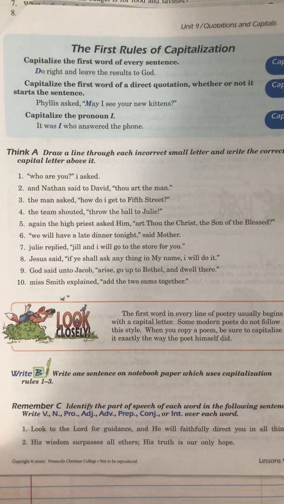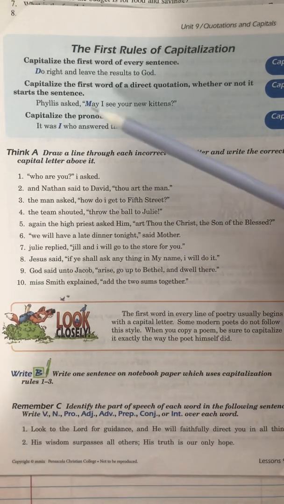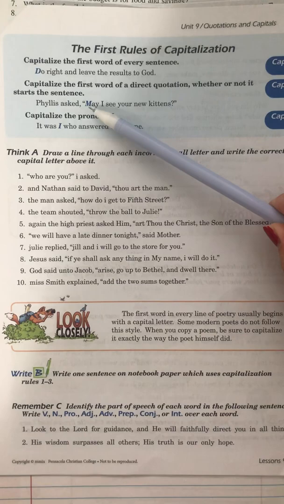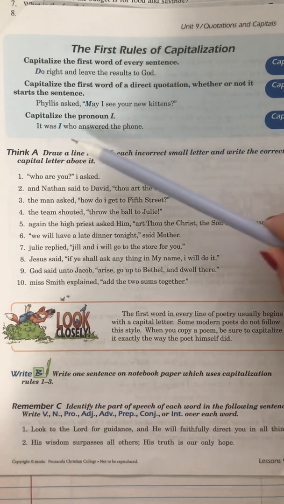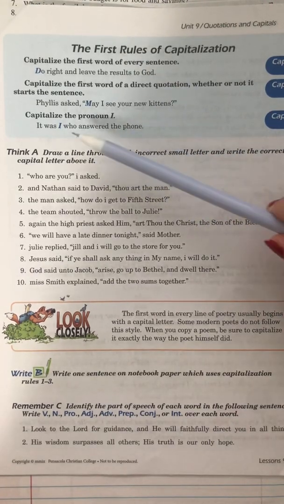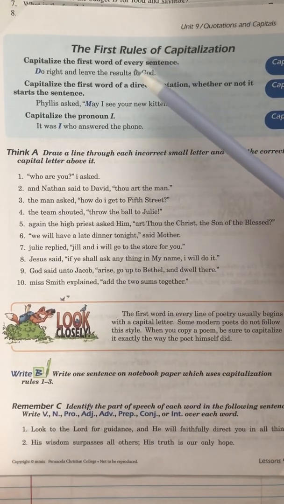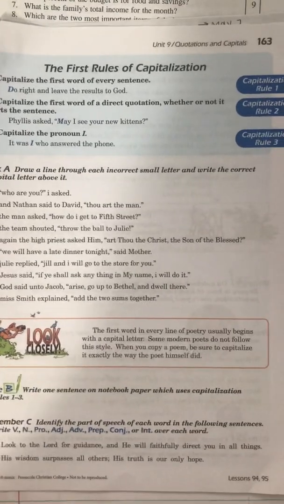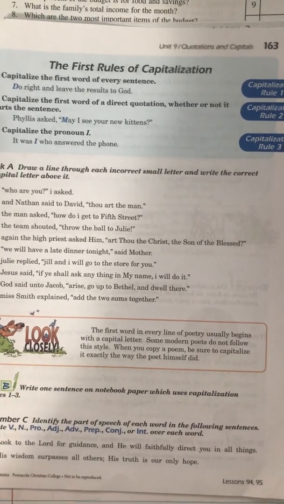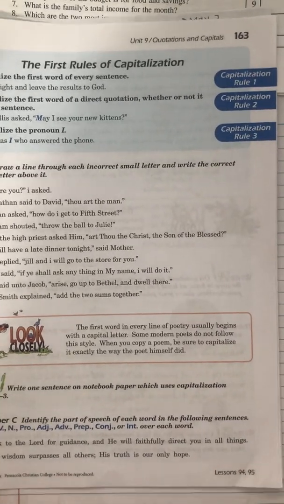We know to capitalize the first word of a direct quotation because we learned that last week. When you're starting a quote, you should capitalize the first letter of the quote, whether or not it starts the sentence. And we always capitalize I, like it was I who answered the phone. We never use a small i for the pronoun I. So these are new capitalization rules according to our book, but we've been doing these for quite a while, so this should be pretty easy.